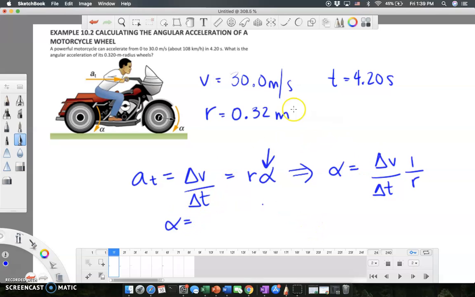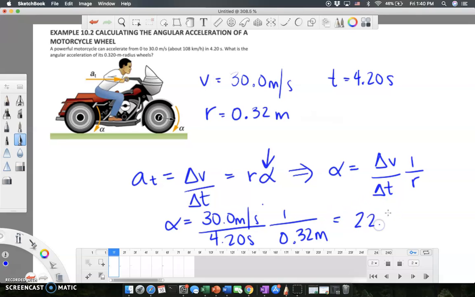Okay, so alpha will be our 30 meters per second divided by our time, which was 4.20 seconds, and divided by our radius. So we should get, let's see, 30 divided by 4.2 divided by 0.32. And I get 22.3. And you can notice here that our meters will cross out. See how our meters and meters cross out? So we're left with almost like it doesn't have any units. But since we are looking at a circle, again, we will call that radians, okay? Because it's not rotations, it's the number of radians, okay, per seconds squared.